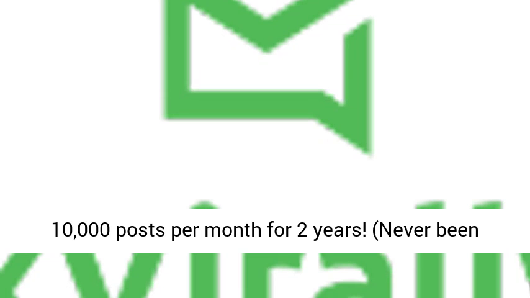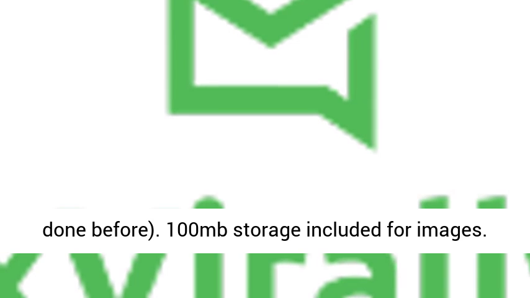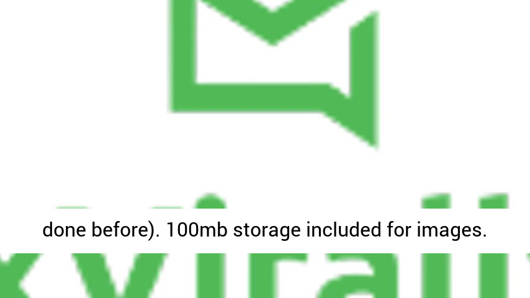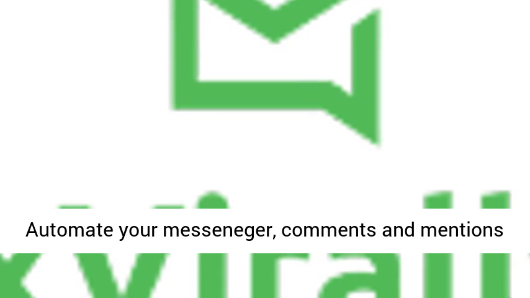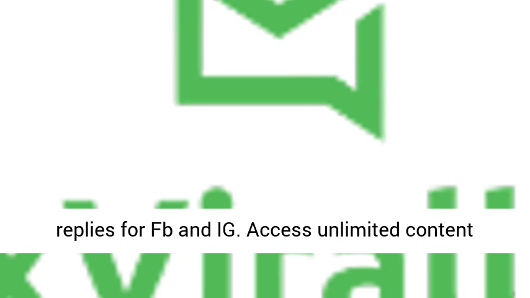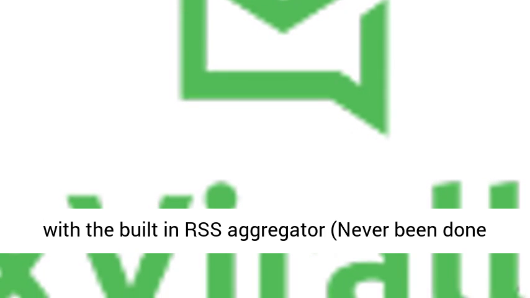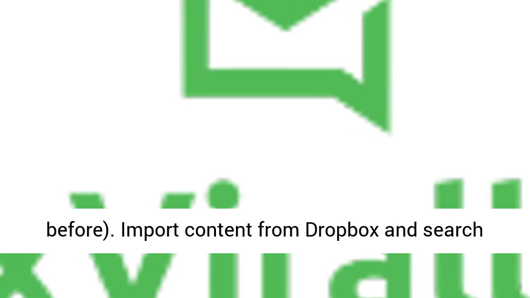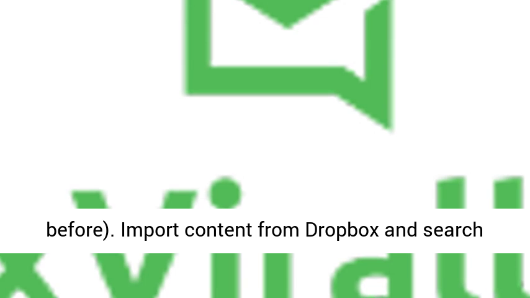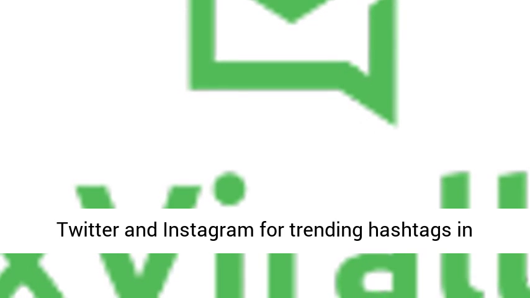Never been done before. 100 MB storage included for images. Automate your messenger, comments and mentions replies for FB and IG. Access unlimited content with the built-in RSS aggregator, never been done before. Import content from Dropbox and search Twitter and Instagram for trending hashtags in your niche. Price: $37 for 2 years.